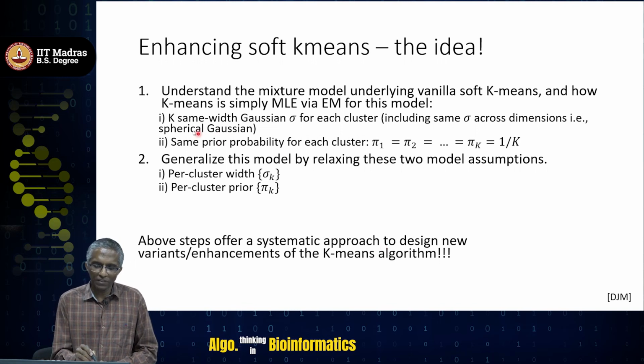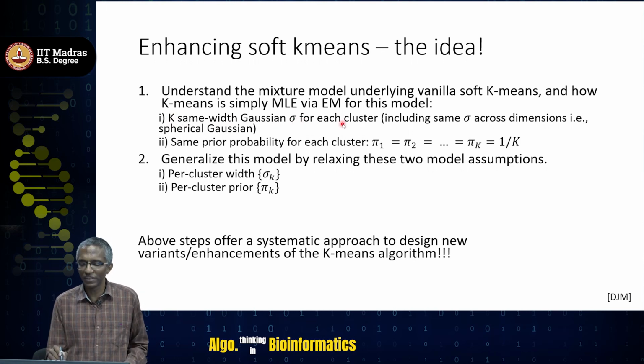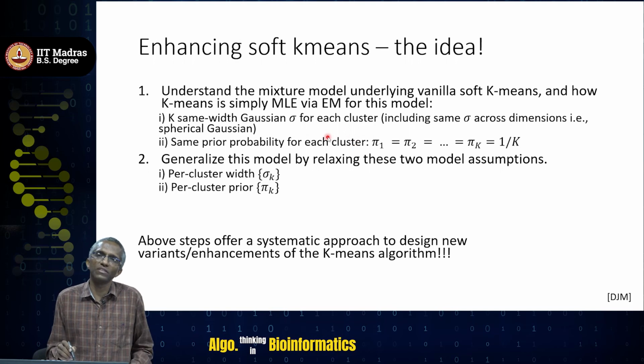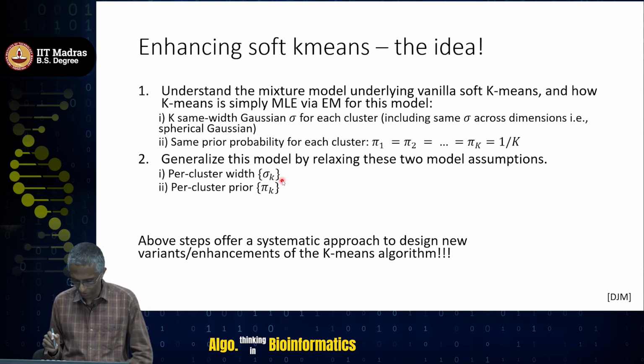What we had used in our mixture model is k, same with Gaussian sigma. We had said that all the sigma k's are sigma just for simplicity, right? Now we will have to remove that simplifying assumption, so that each cluster can have its own per-cluster sigma k. That will fix this idea that one of them has a much larger spread than the other, okay?